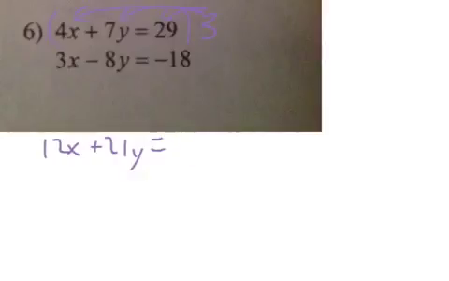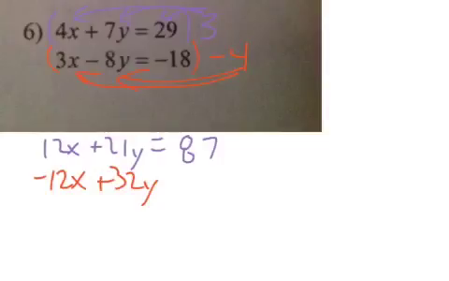87. And I'm going to times the second equation by -4. And right here is y, because I'm going to get a negative 12x. Okay, let me just finish it up here. Plus 32y. And that right there is 72.